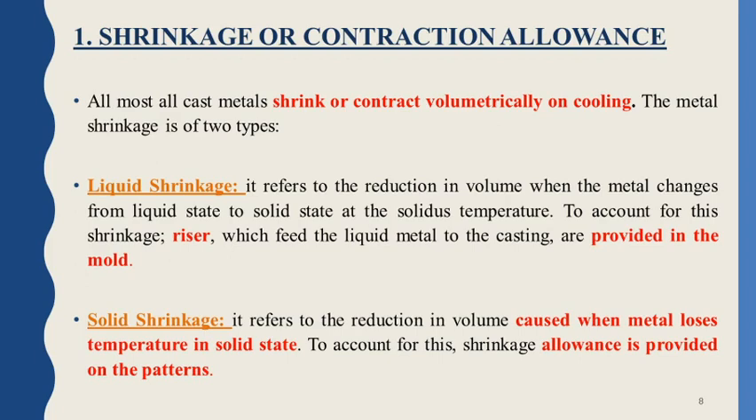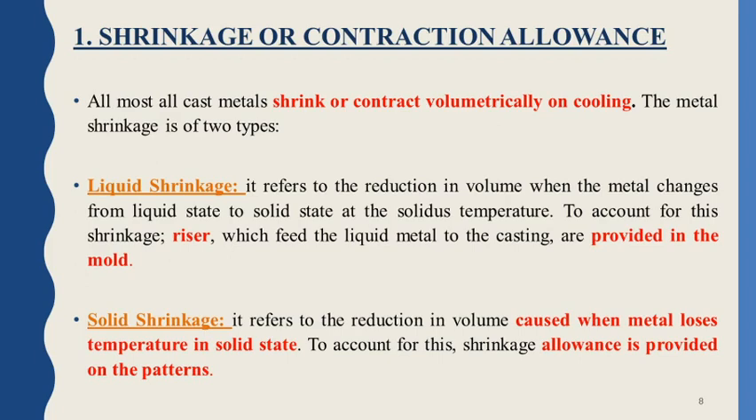So the solidification initiates in the mold cavity. Once shrinkage happens in the liquid state, that shrinkage will be compensated by the flow of molten metal from the riser towards the mold cavity. That is liquid shrinkage and the compensation for it. The second category is the solid shrinkage, the shrinkage or contraction which happens to the casting in the solid state. This cannot be compensated by the molten metal in the riser.